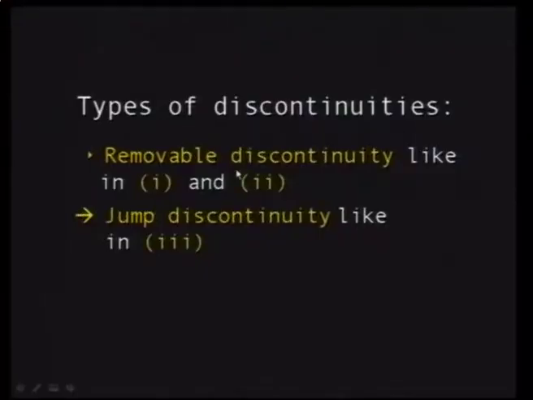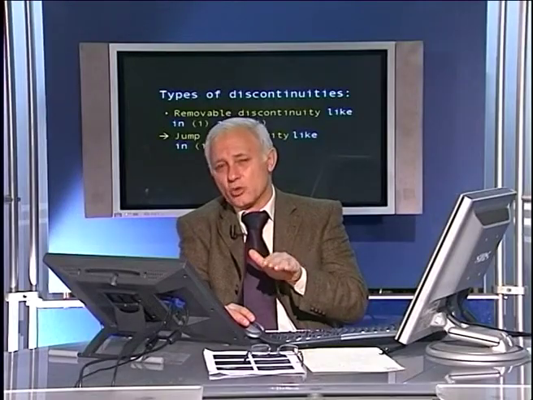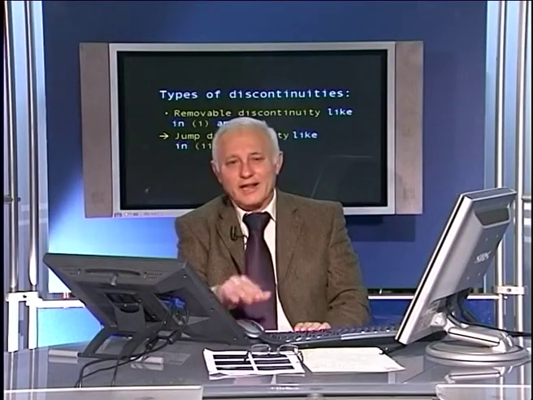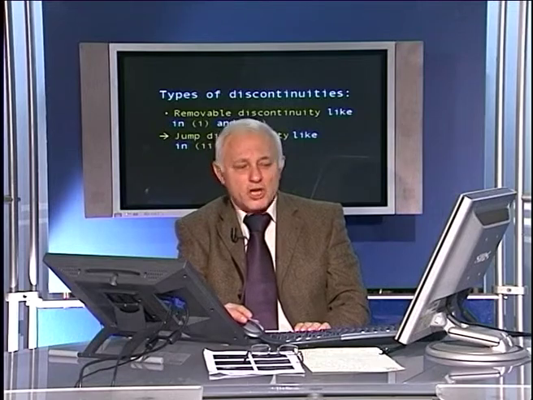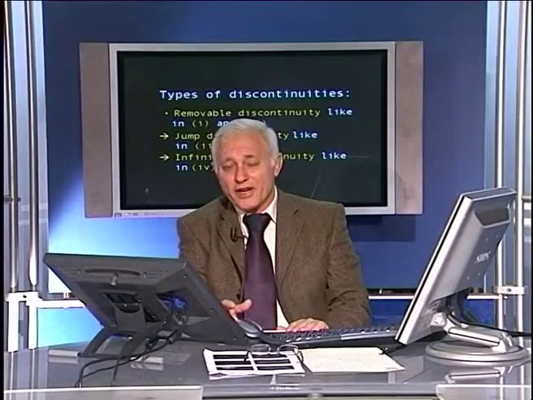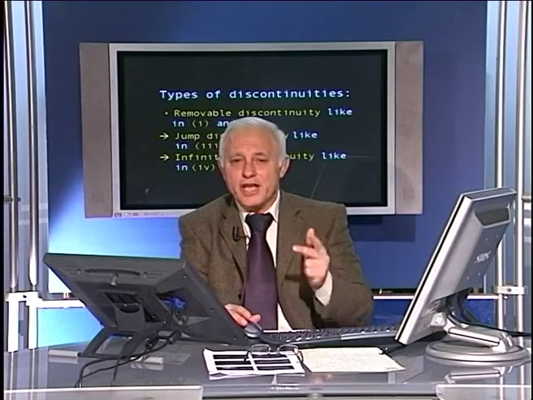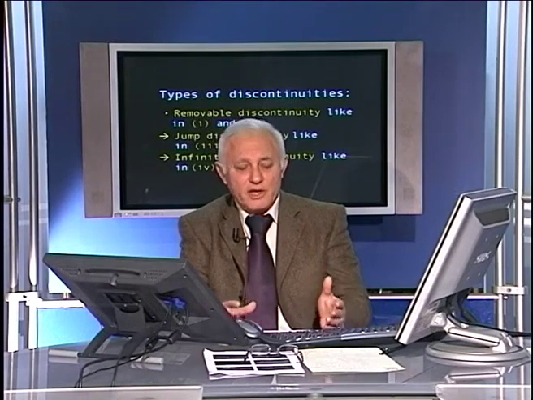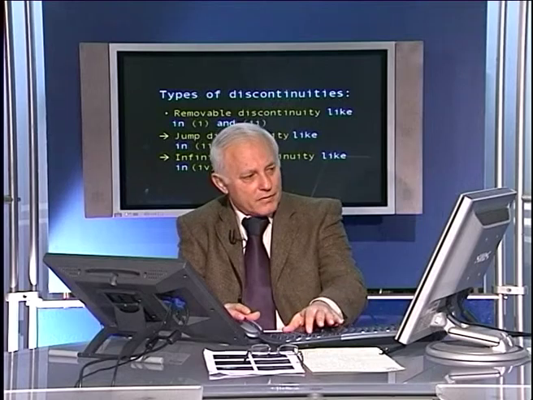Now, the one we saw before, modulus x over x, this is called a jump discontinuity because it was equal to the value minus 1 and then jumps to another level, which is equal to 1. So this is called jump discontinuity. And then the third type is called infinite discontinuity, like, for example, 1 over x or 1 over x squared. So we have now three types of discontinuities, and we don't have more types.